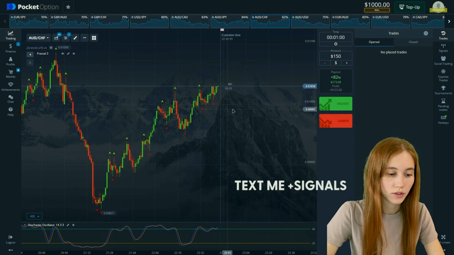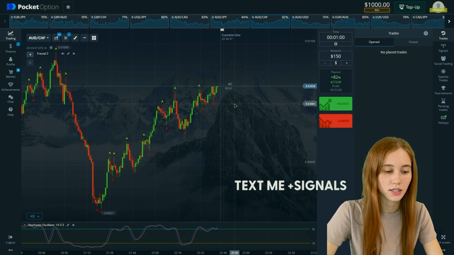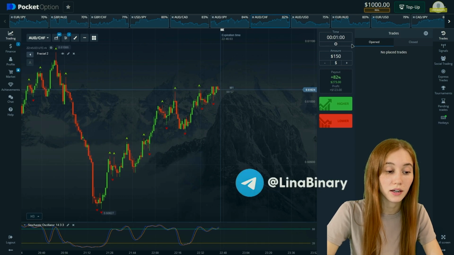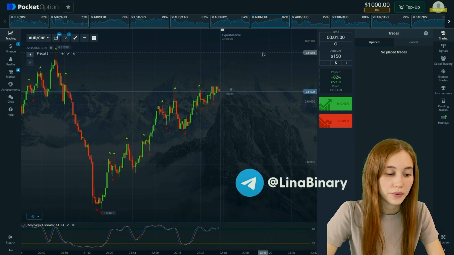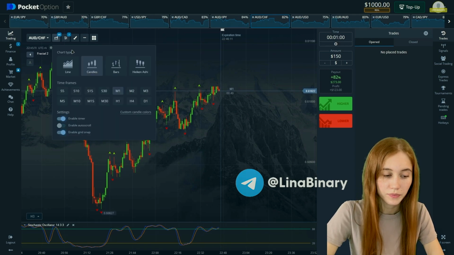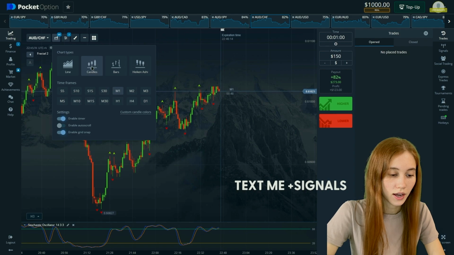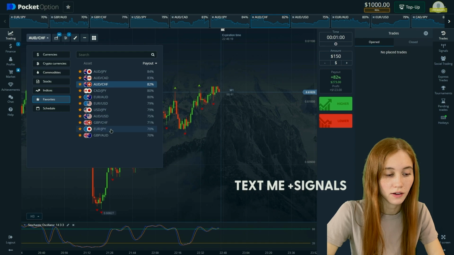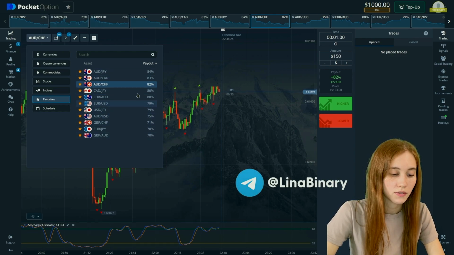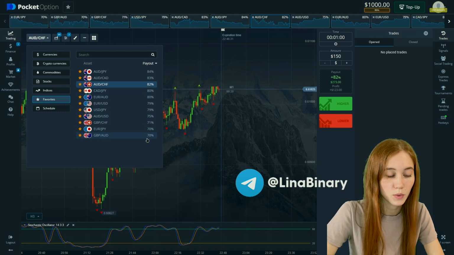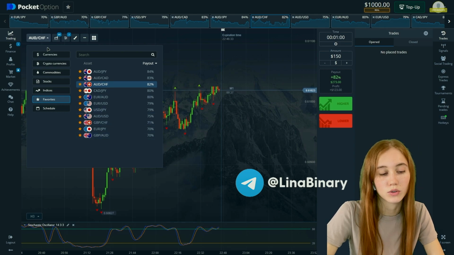And let's set up our workspace. First, we set the trade amount to $150, a little more than 10% of our bank. Also, today we'll trade on minute trades and set a one-minute time frame and set candles. We'll also trade on currency pairs. I have highlighted these currency pairs where the payout percentage is more than 70%. The payout percentage is the amount of profit you'll receive: if it's $100, the profit will be $70.